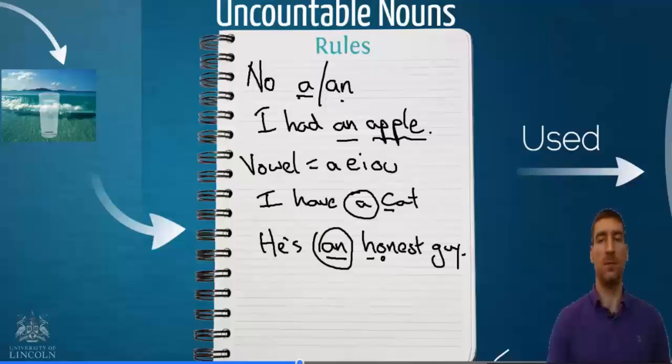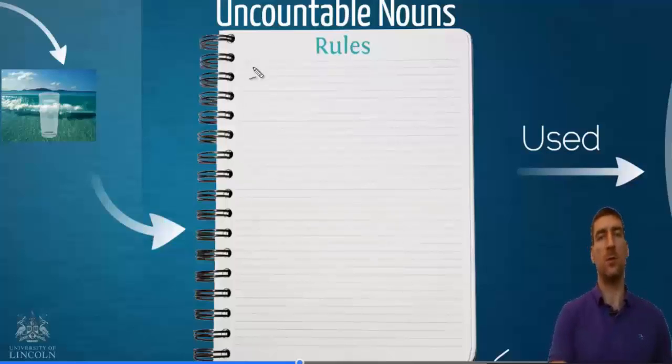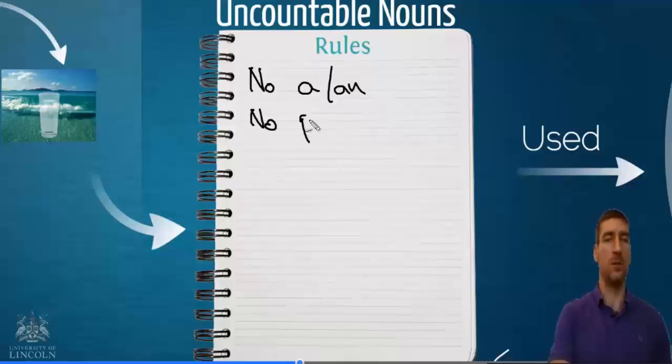Okay? Okay, let's look at some of the rules for uncountable nouns. We never use the articles a or an, as I said before. We cannot have plurals, so no S, and no numbers.